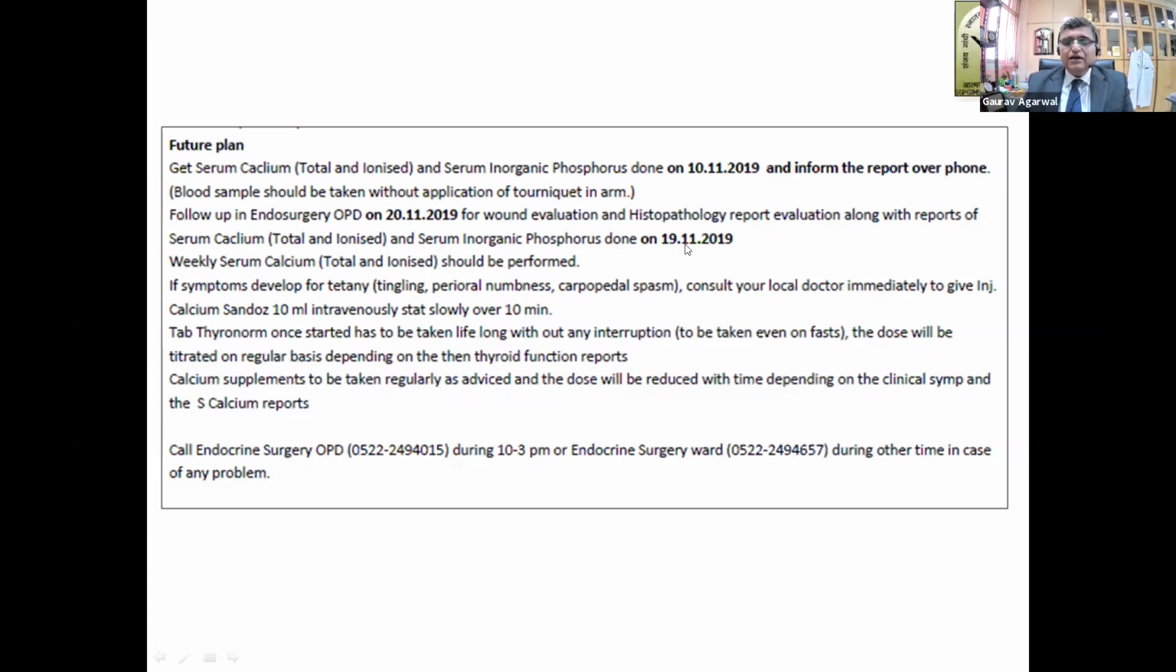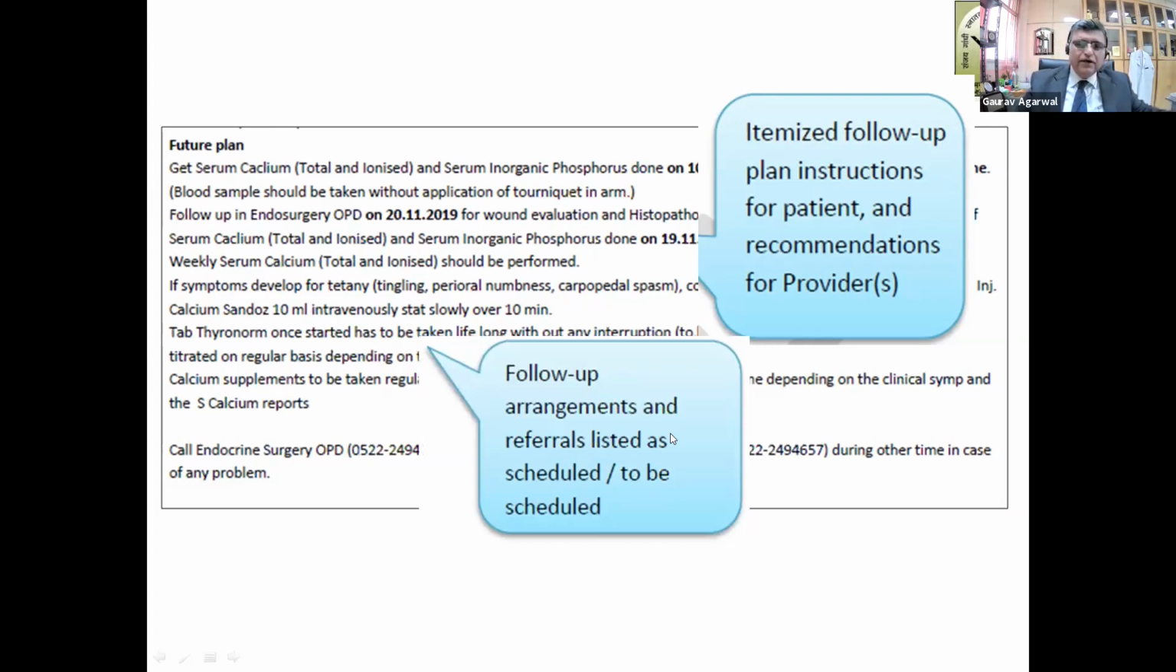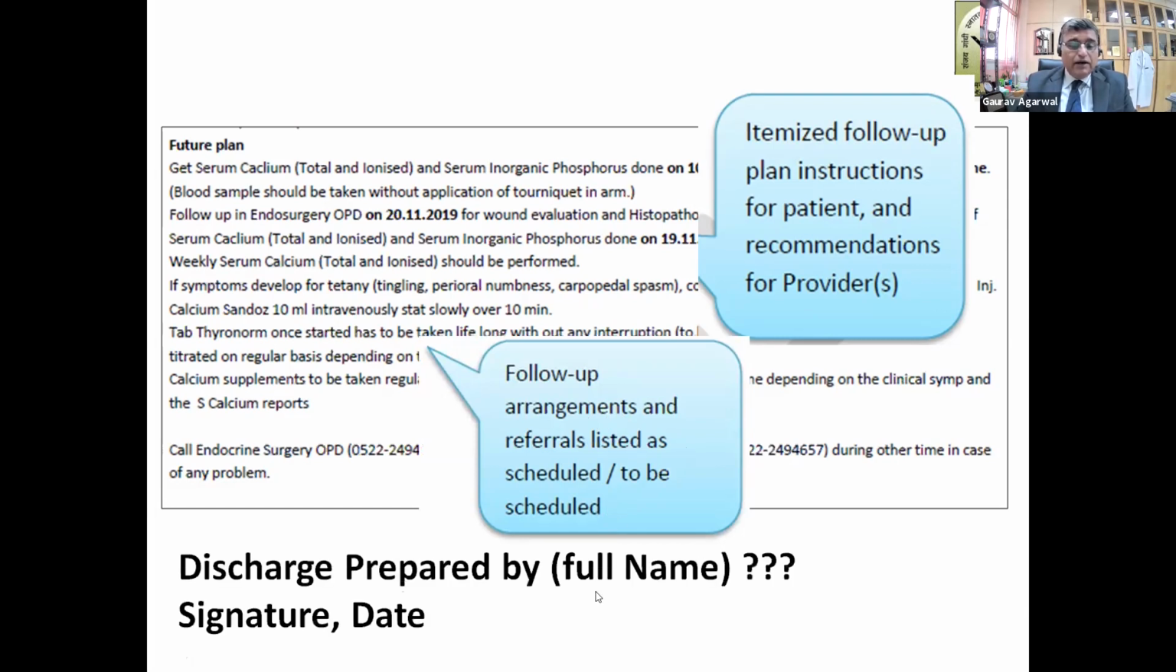When is the patient expected to come back for follow up? Does the patient need to make an appointment, and if it is possible to make that appointment telephonically. All those things must be included. And as I said earlier, it is best that we provide an itemized follow-up instruction plan and not just a narrative or everything written in one go. Follow-up arrangements, if at all required, must be made, and the referrals, if there have been any, have to be listed and scheduled, and the summary must also include the name of the person who has prepared the discharge, the full name, his signature and date.